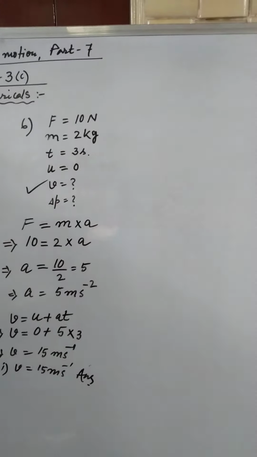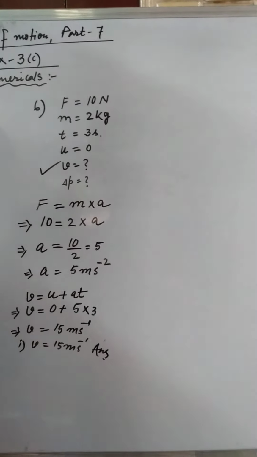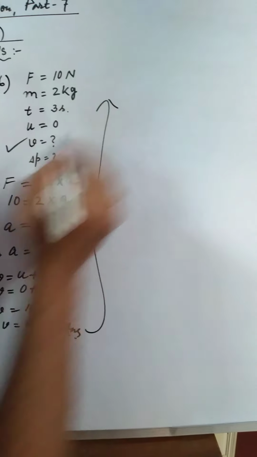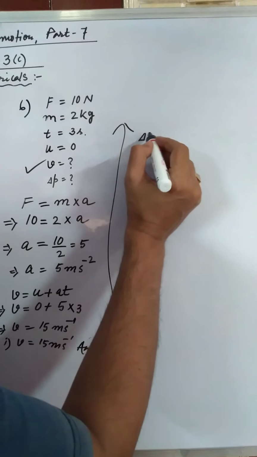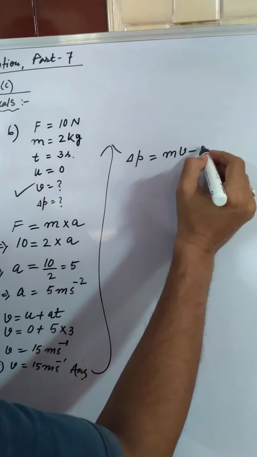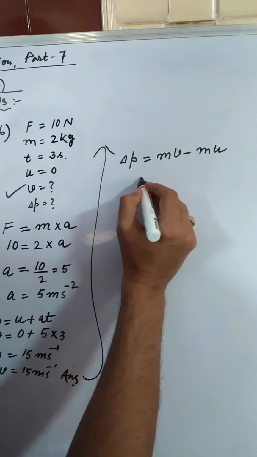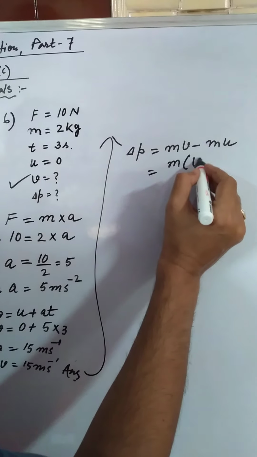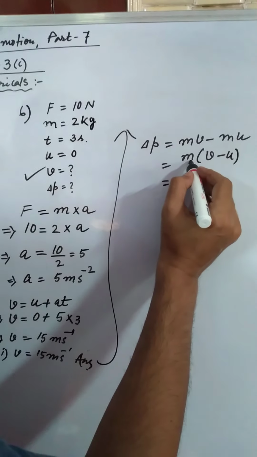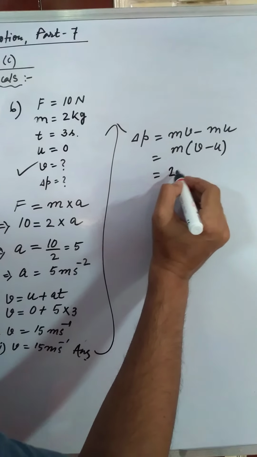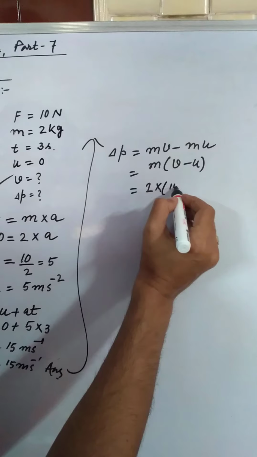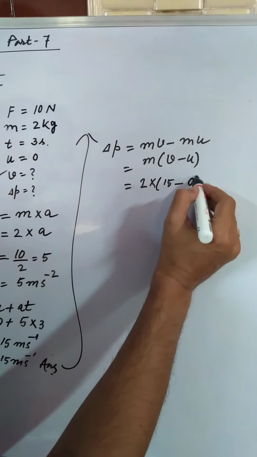And now you have to find out the change in the momentum of the body. Okay. Change in the momentum. So delta p is equal to mv minus mu. So m within the bracket v minus u. So what is the value of m? It's 2 kilogram. What is the value of v? That is 15. What is the value of u? That is 0.